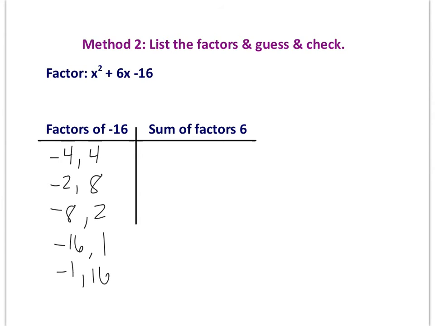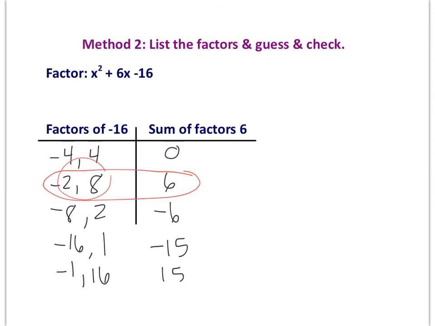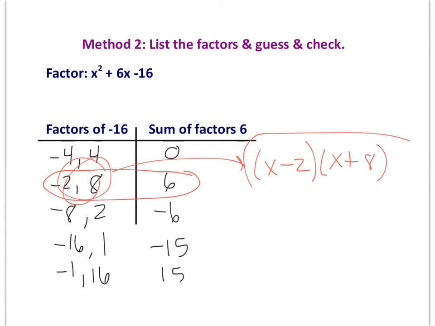And now if I find the sum of those, well, negative 4 and 4 give me 0, negative 2 and 8 give me 6, negative 8 and 2 give me negative 6, negative 15, and then this would be 15. So they had to multiply to be negative 16, but add up to be 6. So where's the winner? Boom, right here. So then if I were to use these as the factors, my factored form here would be x minus 2 times x plus 8, and that would give me x squared plus 6x minus 16.